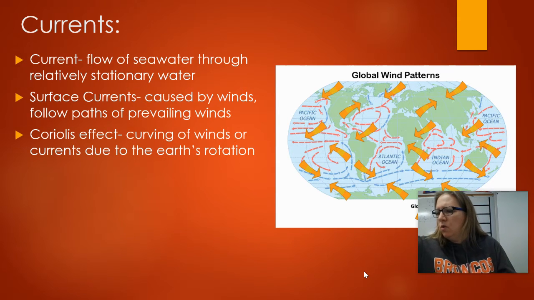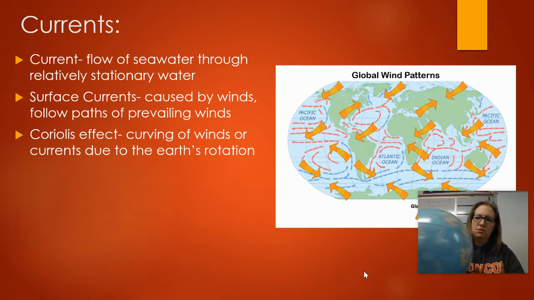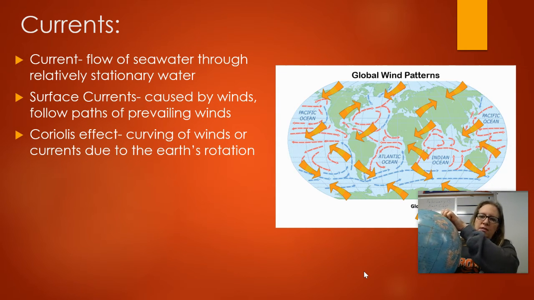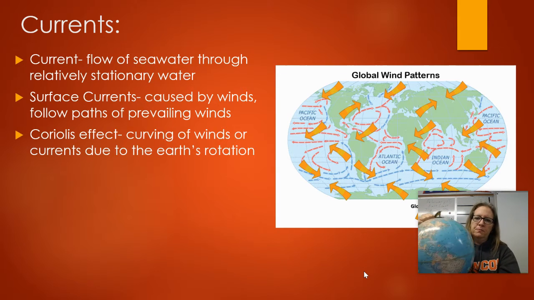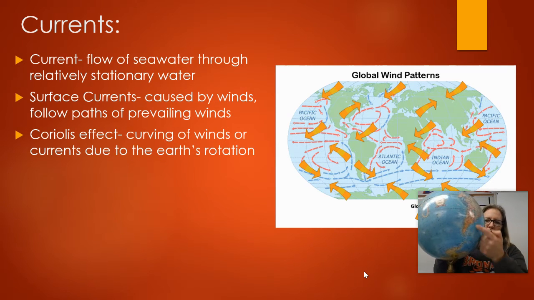This is known as the Coriolis effect, because the Earth rotates. It actually goes this way. No, it goes this way. Okay, doesn't matter. So if I've got wind blowing down from the North Pole, or actually, let's see what you can see easier, we'll do it from the South Pole.